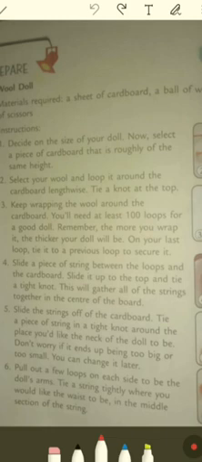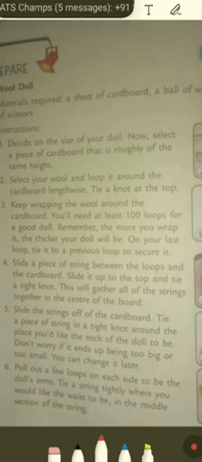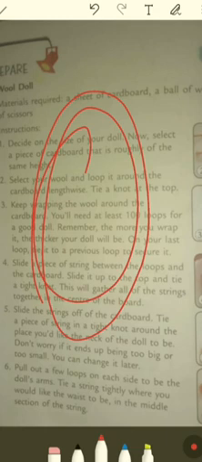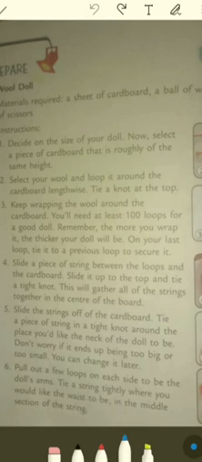You have to keep wrapping the wool around the cardboard, and loop it at least 100 times so that you get a good doll. One more point to remember is that the more you wrap it, the thicker your doll will be. On your last loop, tie it to the previous loop to secure it, so that it does not get loose.